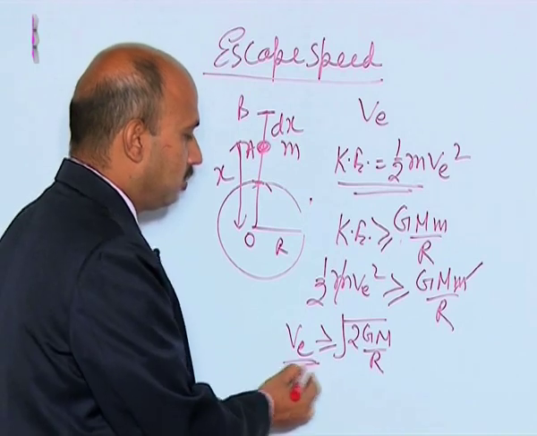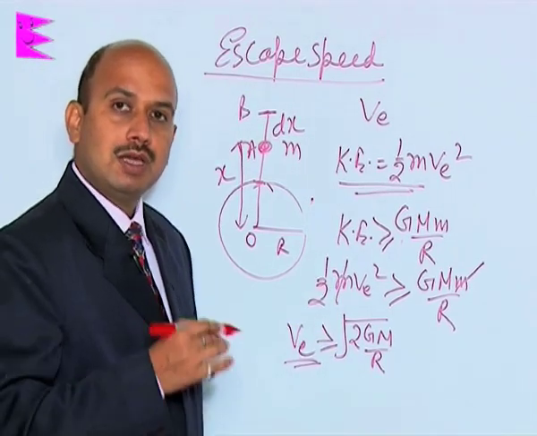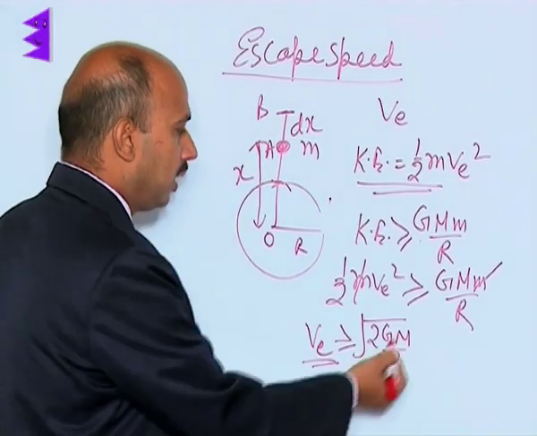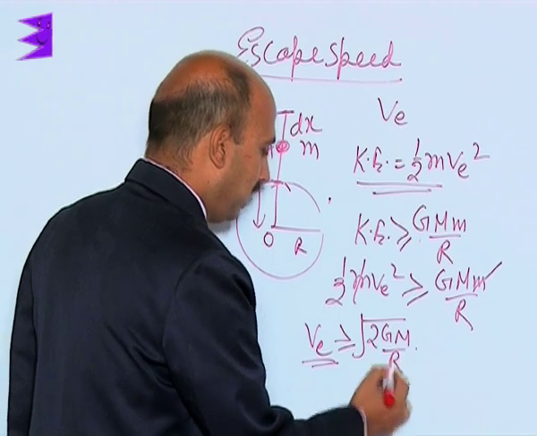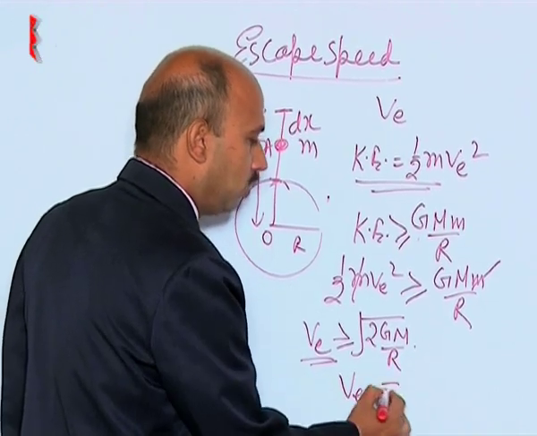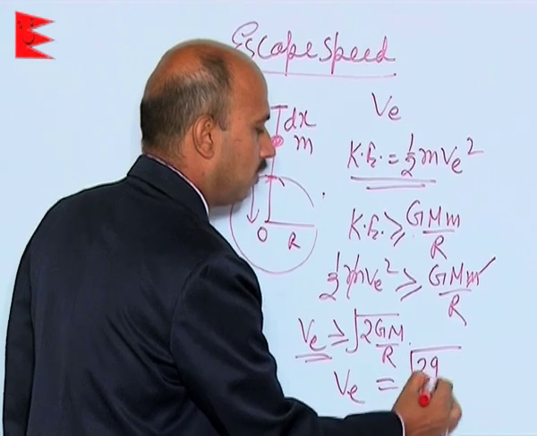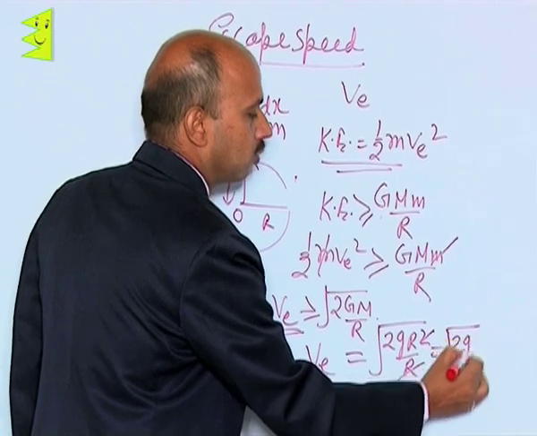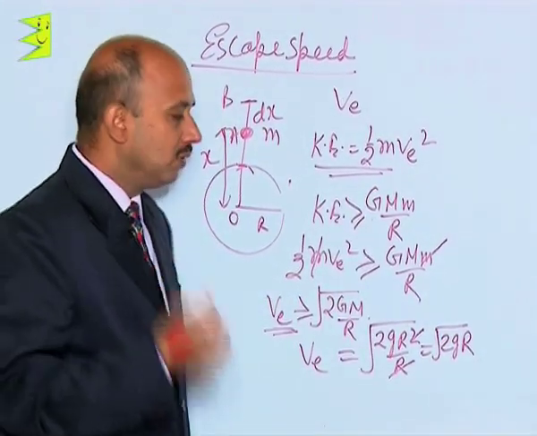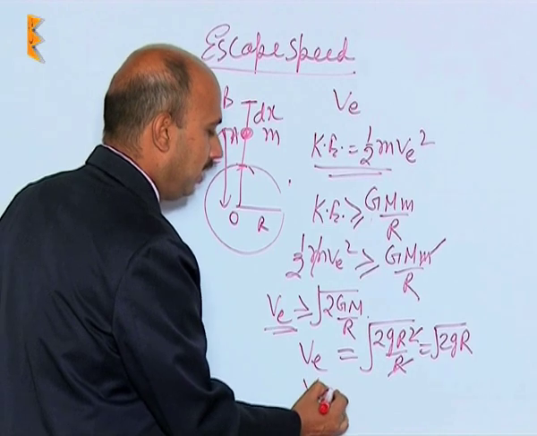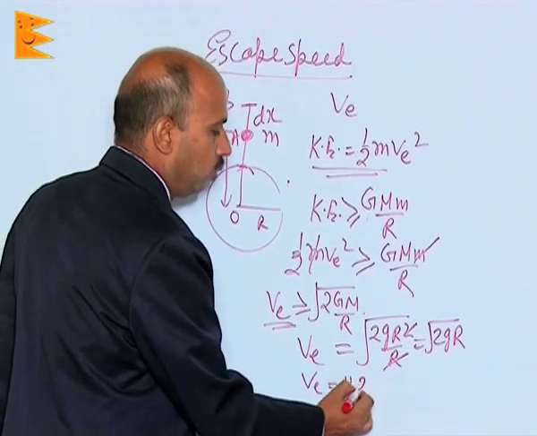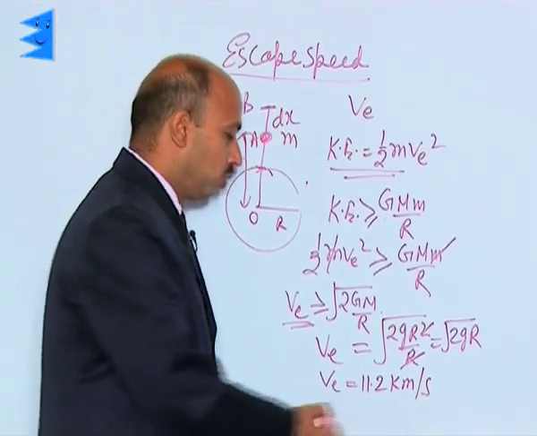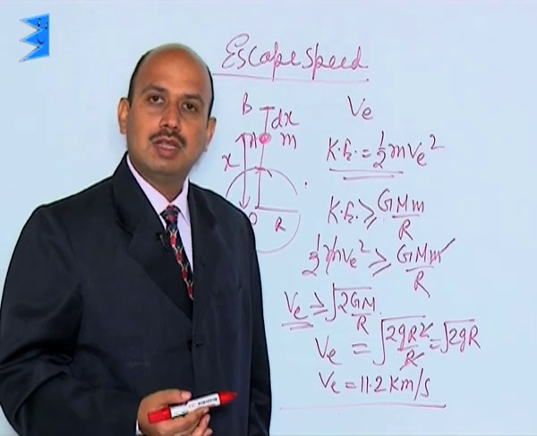So this is the minimum speed required to project the body vertically upward such that it goes beyond the gravitational field of earth. We can put the value of GM also. So we get v_e equal to under root of twice of gR square upon R, which cancels to under root of twice of gR. If you put the value of g and R, you will get v_e around 11.2 kilometer per second. So if any object is thrown with this speed from the surface of earth, it will not come back to the surface of earth.